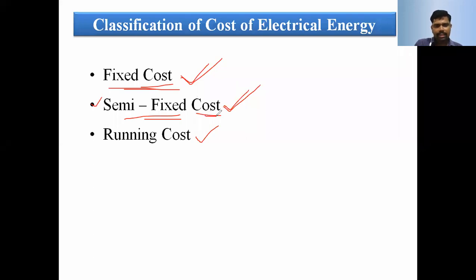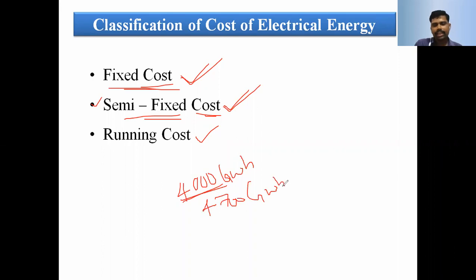And the semi-fixed cost should be varying from year to year. That is, we need to pay for the road tax based upon the generation. Suppose we are generating power on an average per year of 4,000 gigawatt hour. Suppose if we are generating 4,700 gigawatt hour, automatically the fuel utilization is increased. That is, again, the road tax, the toll charges are increased, and the salary bill.